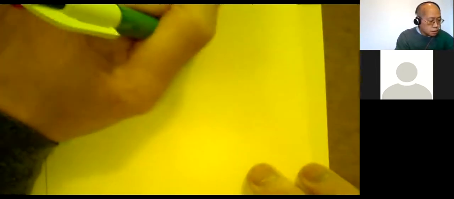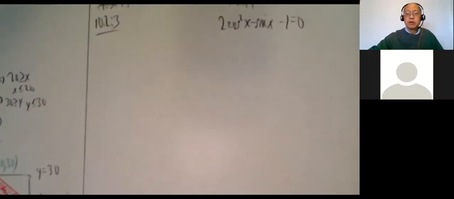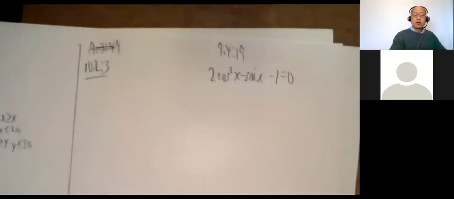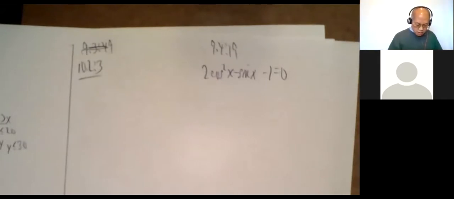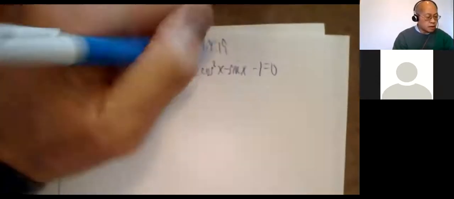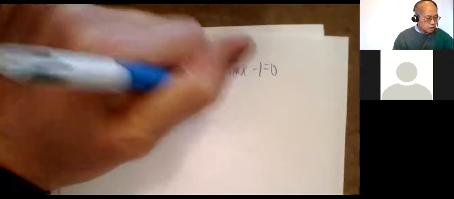9.419. Since I already wrote it here, I'll put it: 2 cosine squared x minus sine x minus 1 equals 0. Okay, find all solutions, express answers in radians. Cosine squared is 1 minus sine squared, so 2 times (1 minus sine squared x) minus sine x minus 1 equals 0.